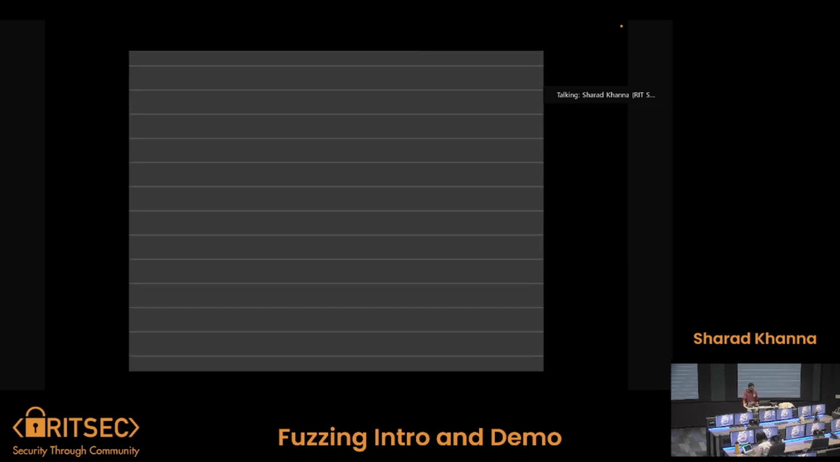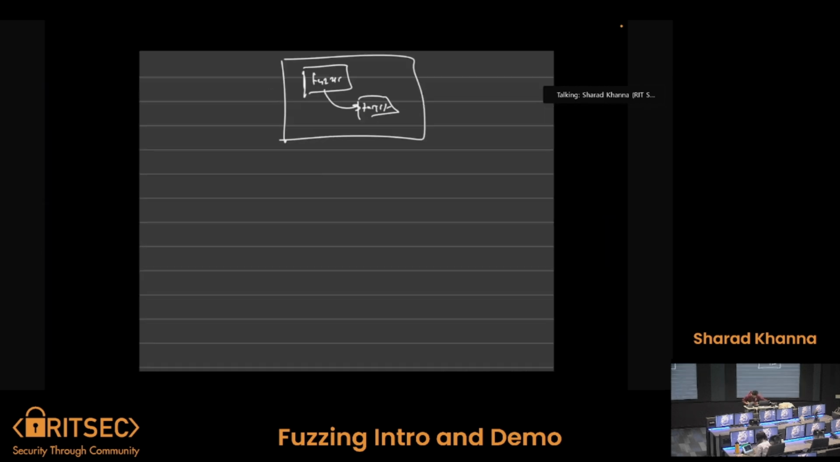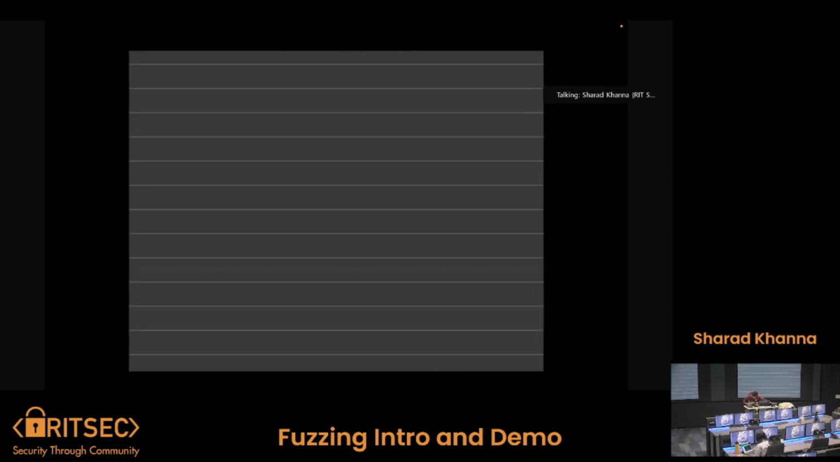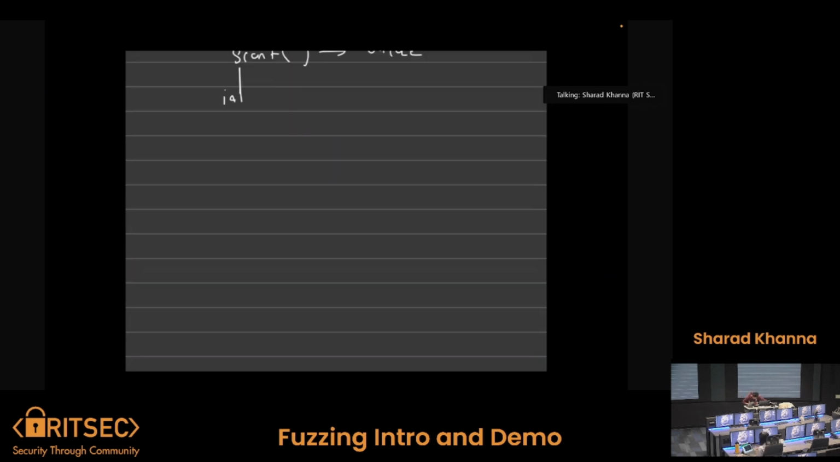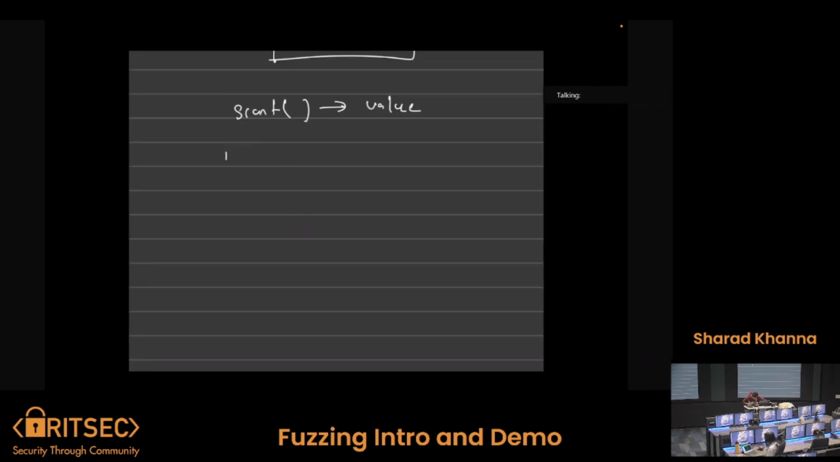All right, let me explain why that first iteration didn't work. The reason is because of how the input actually worked. You recall, I did a scanf into a value here and compared that value to this.